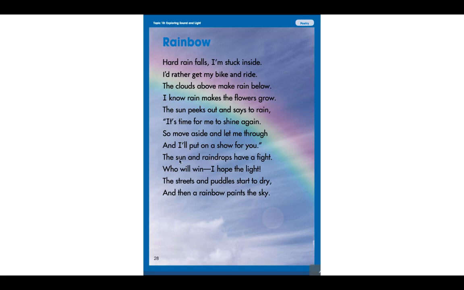The last is the phrase, the sun and raindrops have a fight. So I know when it's raining and the sun comes out, it's kind of like they're battling for the sky, and then a rainbow paints the sky. So that's what happens when we see a rainbow after it rains. So these are just some phrases that could appeal to your sense of sight.